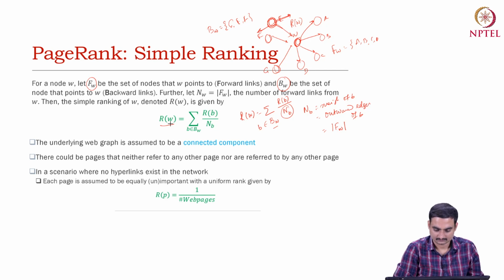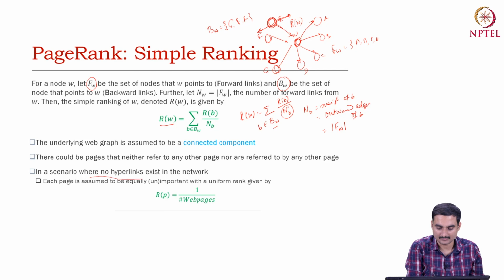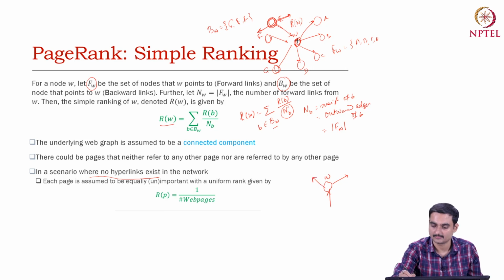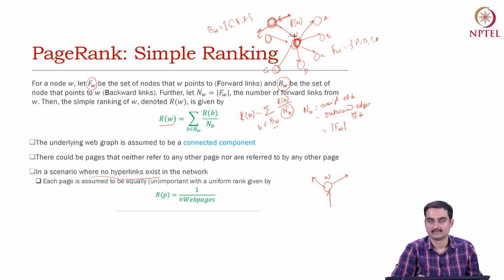So if there is no hyperlink, for example, say there is a node W, and node W does not have any inward links. Now remember, node W acquires prestige and importance from all of its in-degree neighbors, inward neighbors, citations. Now if W does not have any citation, then how will W's importance increase?